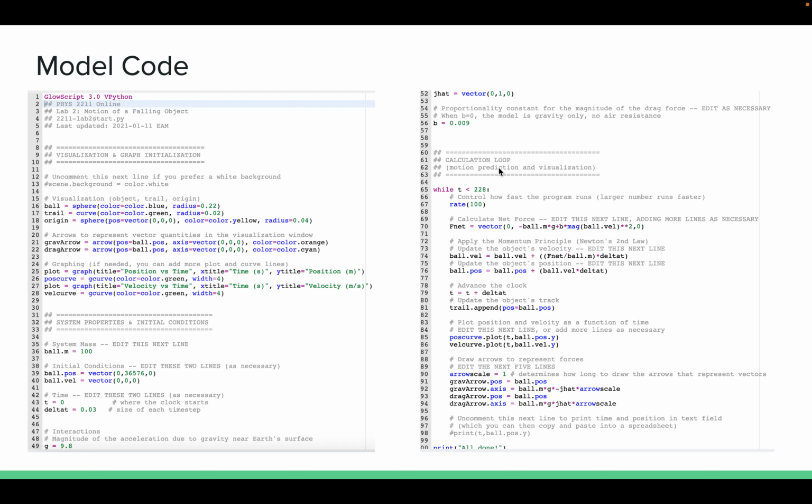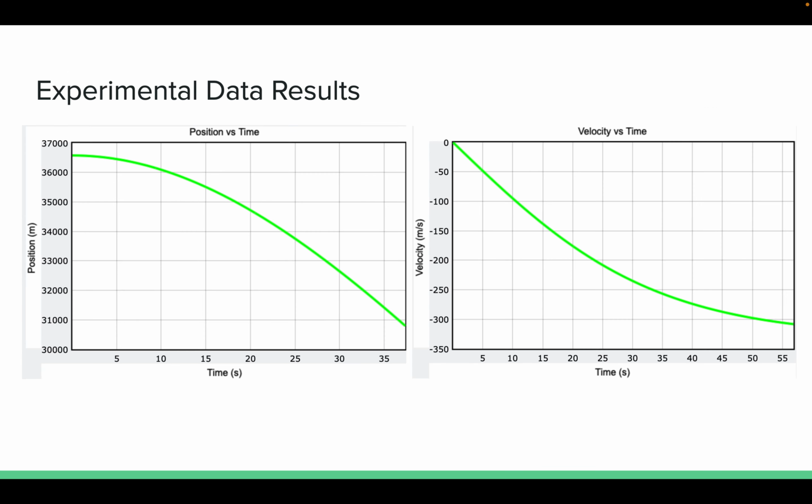Looking at the right side of the screen, you could see that we have this loop running for as long as t is less than 228, since that's the total time of the fall. And then looking at the ball velocity and ball position formulas, these are just the velocity update and position update formulas put for reference. And then the F net vector will be the acceleration due to gravity and the adding of drag force. And both of these should be displayed on a graph, which we will discuss moving forward.